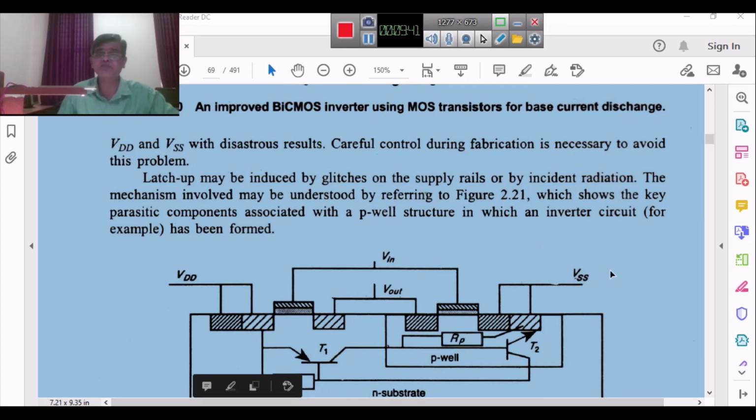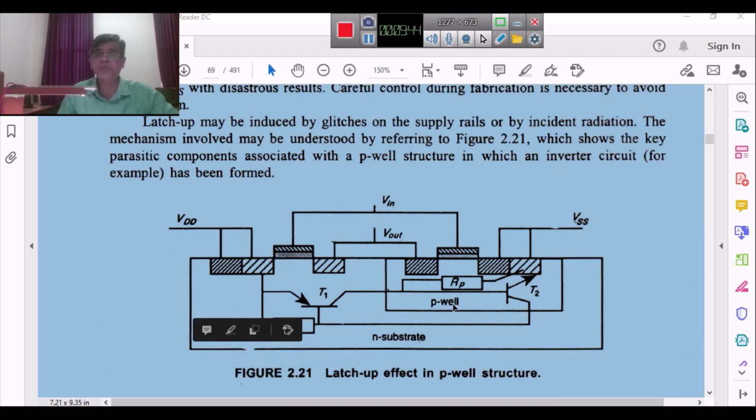The parasitic components are being shown here. Just see, this is a P-well structure. Already we have studied the P-well construction of CMOS and N-well construction of CMOS in the previous chapter, just recall that. This is a P-well, and in the P-well we know that NMOS is fabricated. So this is N and this is N, and this is your substrate contact. And this is your N substrate, which means PMOS is fabricated, and this is a well contact. So this is NMOS and this is PMOS.